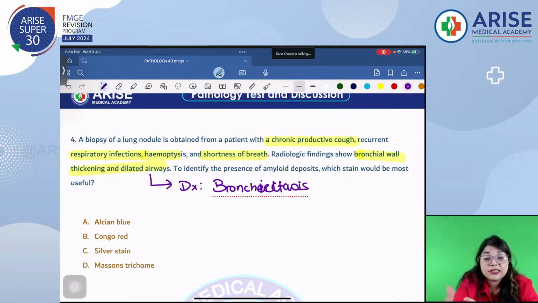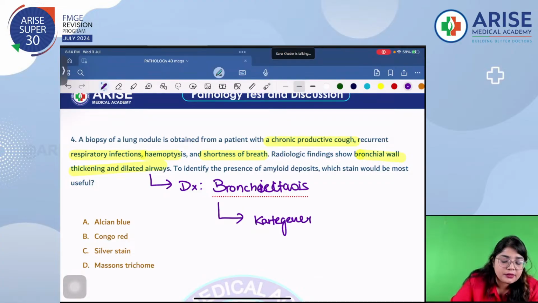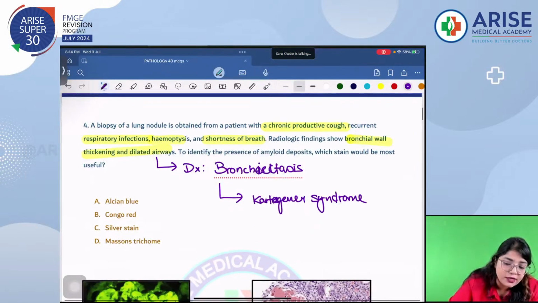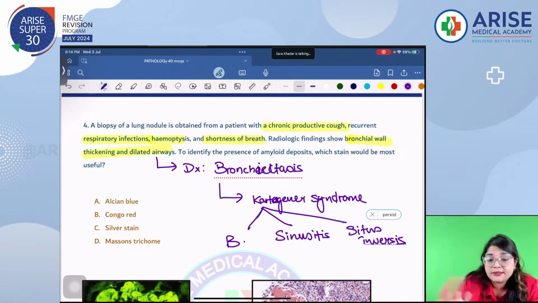And you must know that this is one of the features of bronchiectasis. One of the genetic reasons why this happens is Kartagener syndrome, right? Do you remember Kartagener syndrome? There is a triad of Kartagener syndrome. What is the triad? Can anybody remind me that? There is bronchiectasis plus sinusitis and situs inversus. Infertility is also seen, but it is not part of the triad.